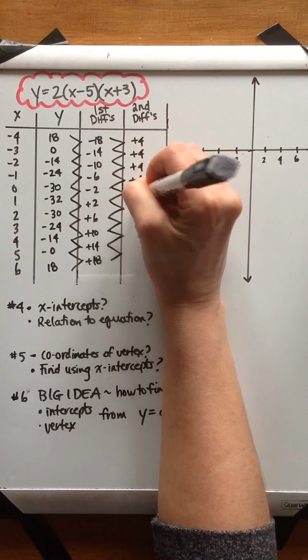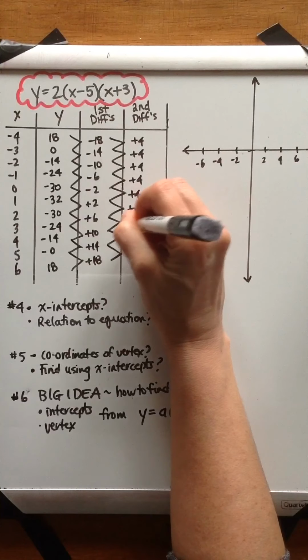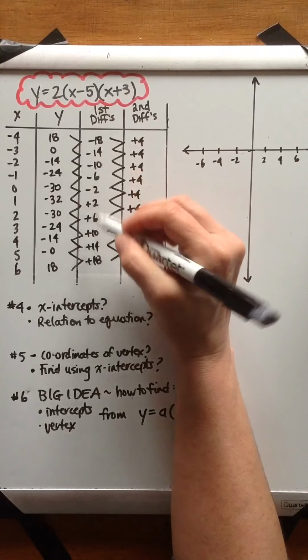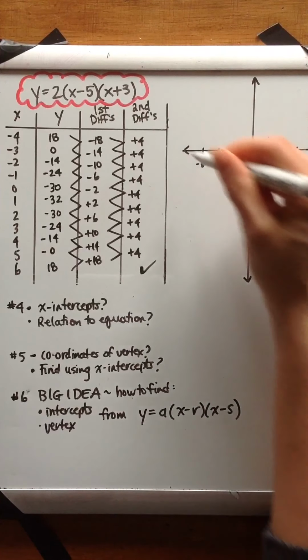And as we continue down this first differences column, we notice that all of the incremental skips from one point to the next are all +4. So because these second differences are constant, we know that this is in fact a quadratic equation. Now what I'd like to do is take a moment to graph it, and you have the graph on your handout.